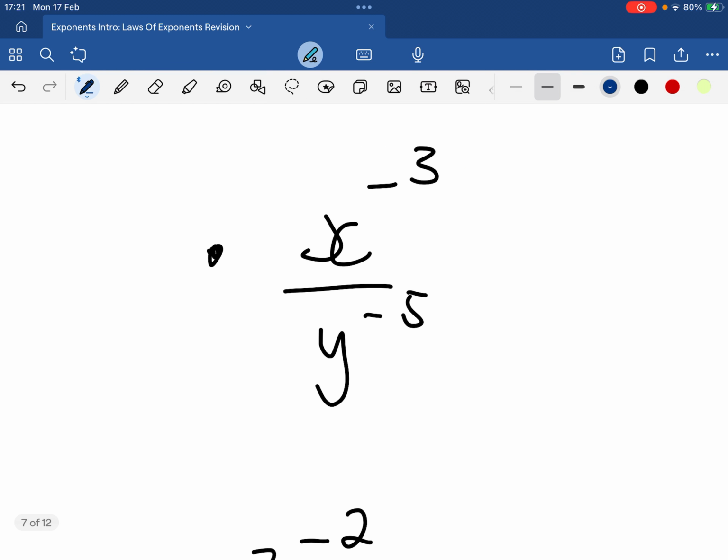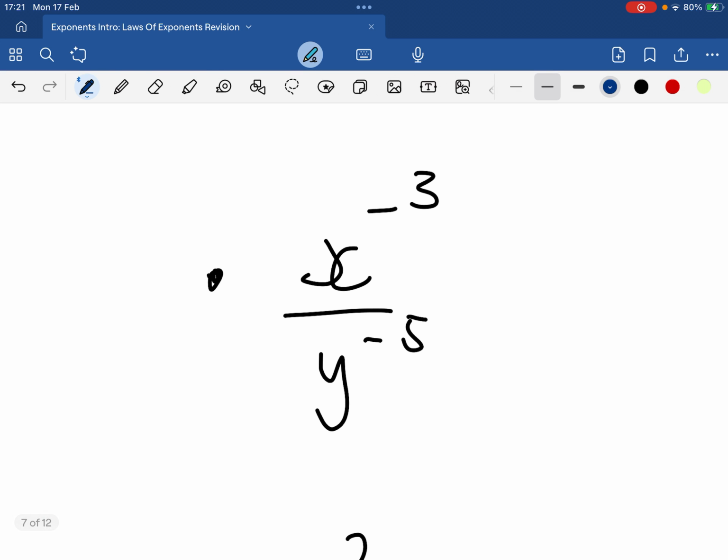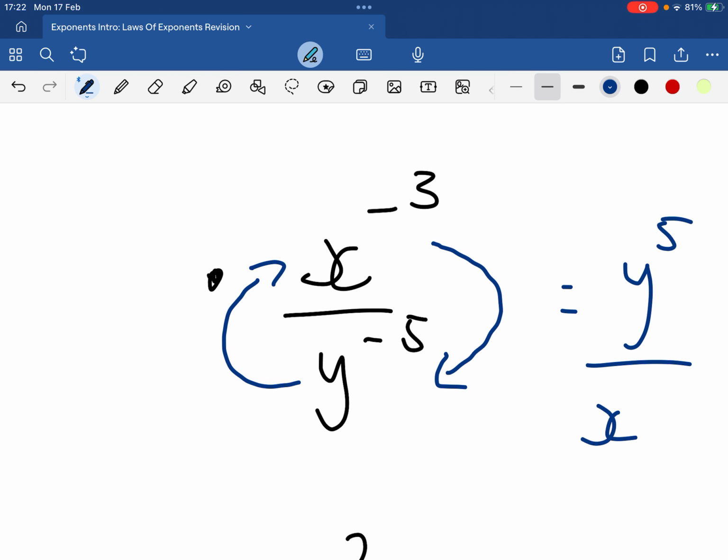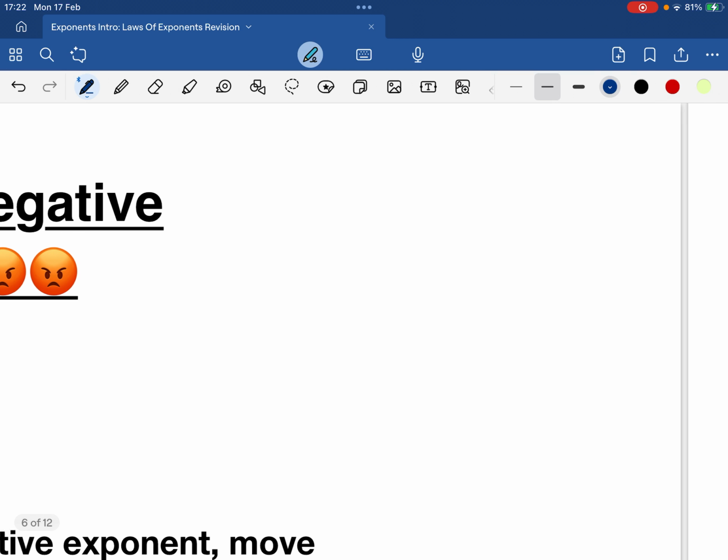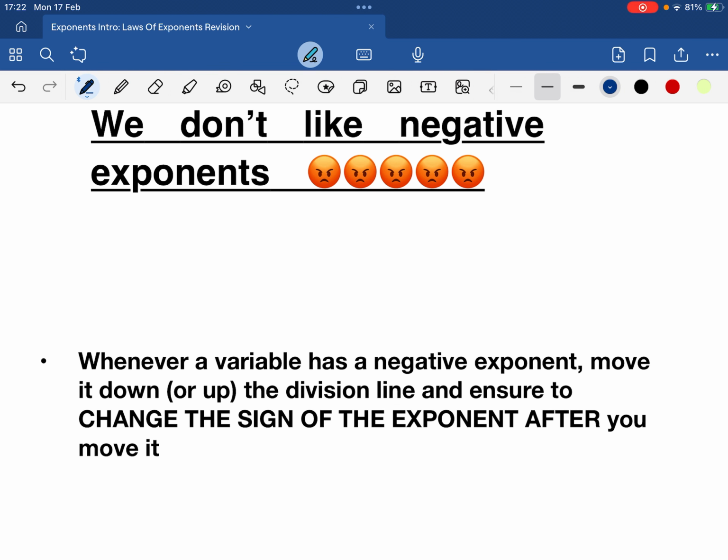If we had something like x to the power of negative 3 over y to the power of negative 5, we have to move this x to the power of negative 3 down to the denominator. It will become x to the power of positive 3. Then move this y to the negative 5 up to the numerator. It would become y to the power of positive 5. And so the answer to this is y to the 5 over x to the power of 3. So I hope this statement is starting to make a little bit more sense. Whenever a variable has a negative exponent, move it up or down the division line and ensure to change the sign of the exponent after you move it.